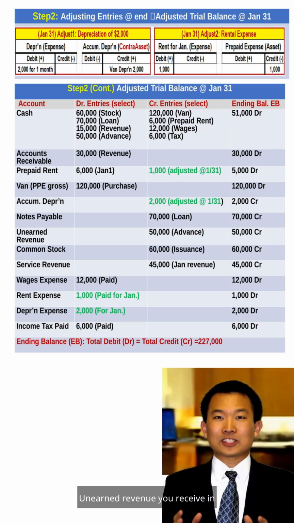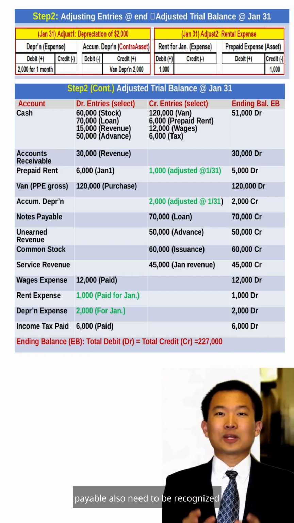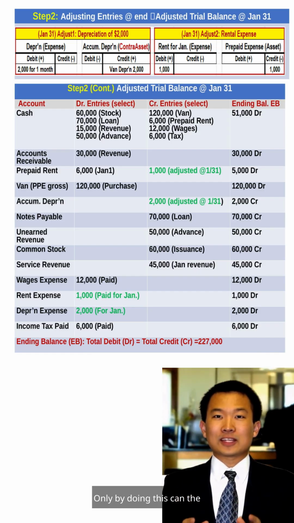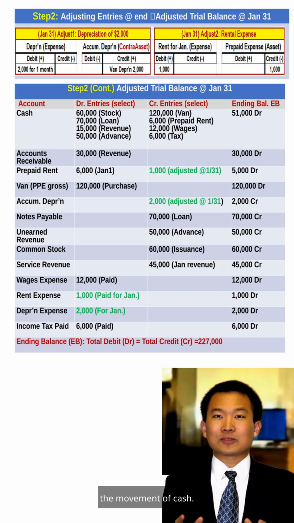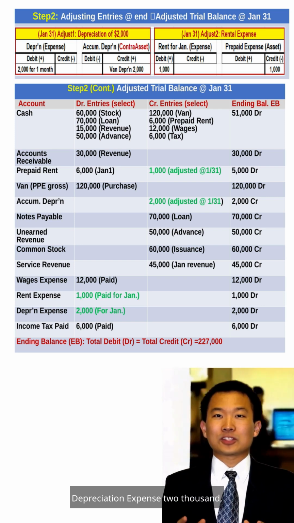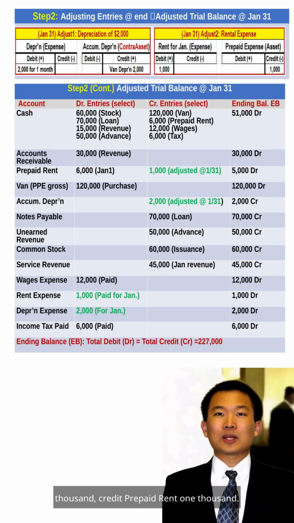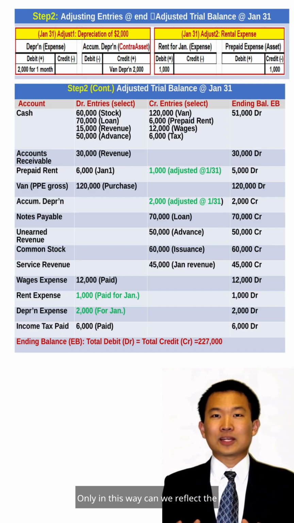Unearned revenue you receive in advance is recognized as earned revenue as service is provided. And accrued expenses like wages payable also need to be recognized in the current month. Only by doing this can the financial statements reflect the true economic situation, not just the movement of cash. So, under the accrual basis, we need to make end-of-period adjustments for ABC Company. For depreciation, debit depreciation expense $2,000, credit accumulated depreciation $2,000. For rent, debit rent expense $1,000, credit prepaid rent $1,000. Only in this way can we reflect the portion that was actually consumed in January.